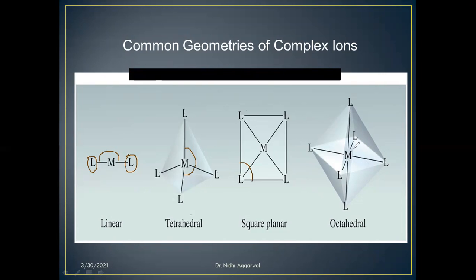Now the last example is of a metal complex with coordination number 6. Here you can see 6 ligands: 1, 2, 3, 4, 5 and 6. Here they adopt the octahedral geometry, where we have two types of positions. The first is the axial position and the second is the equatorial positions.